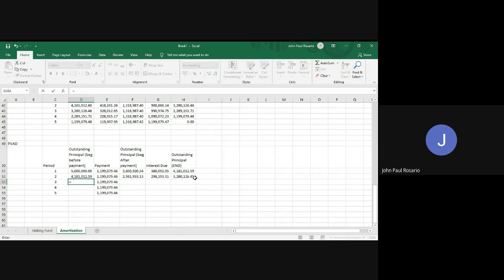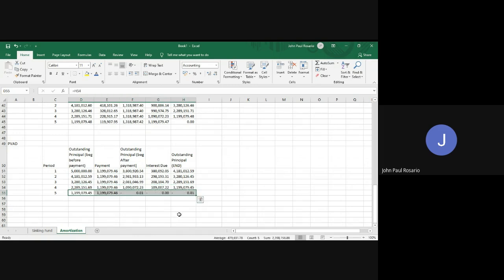So next one, this is your balance, and then you deduct now your payment, and then the interest due is 10%, and then your outstanding principal now would be this one plus the interest. Okay, so we just repeat the process here until year 5. Okay, so we adjust now our payment by 1 centavo.